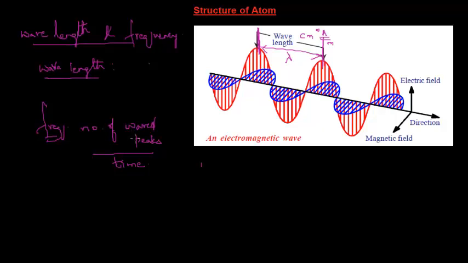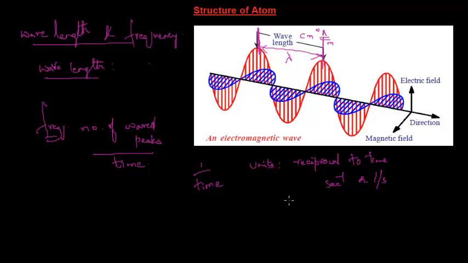It is the number of waves or number of wave peaks that pass through a particular point in a given time that is known as frequency. Since it is per unit time, its units are 1 by time. That means units reciprocal to time. So, reciprocal of second is second inverse or 1 by s.